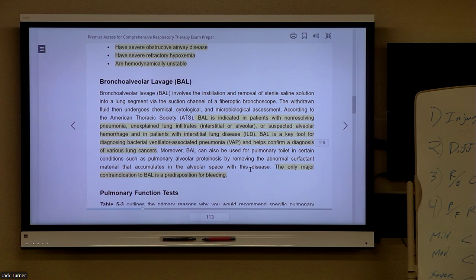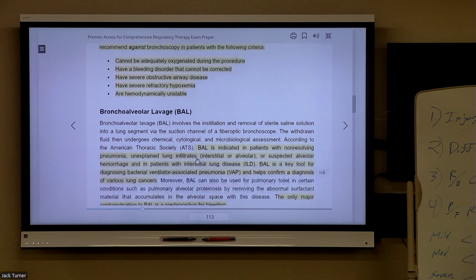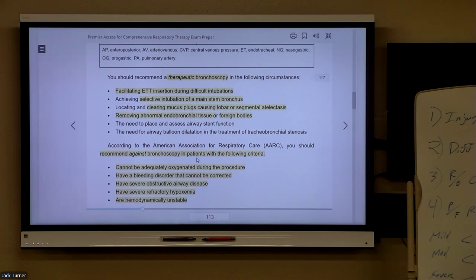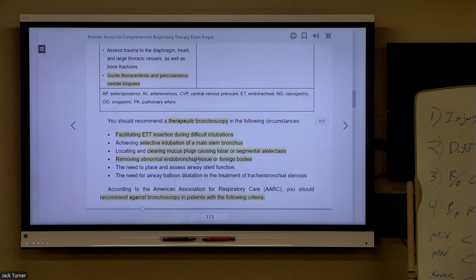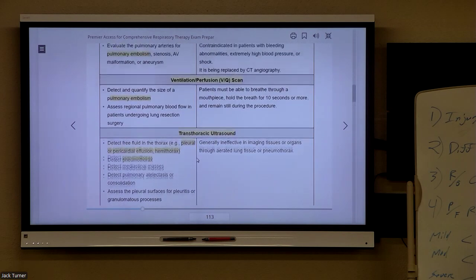So if my patient's on blood thinners, I might think twice, right? If their platelet count's low, I'm going to think twice. What's a normal platelet count? 150,000 to 400,000. Right. Okay, so now we're going to backtrack to page 115.